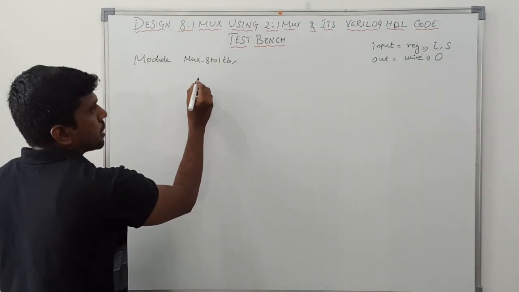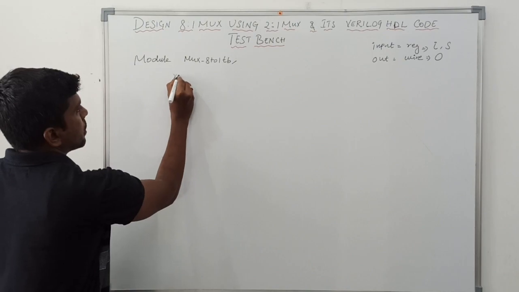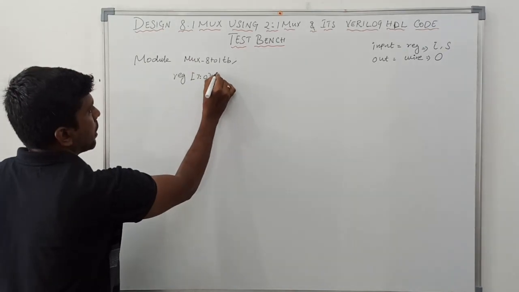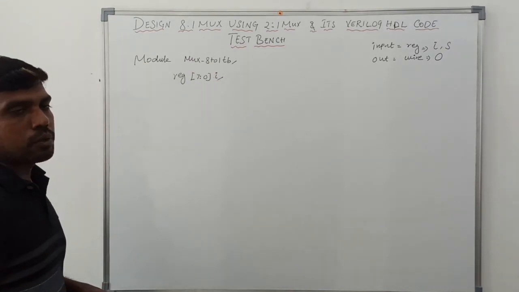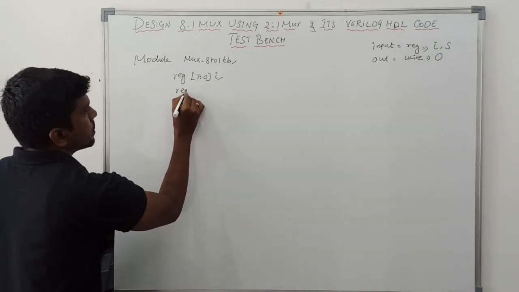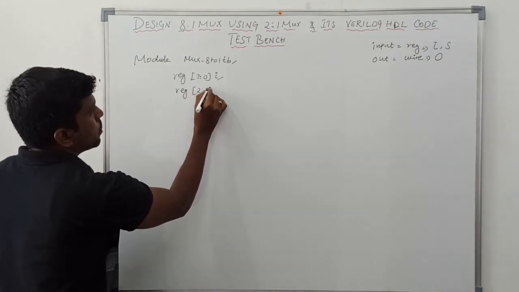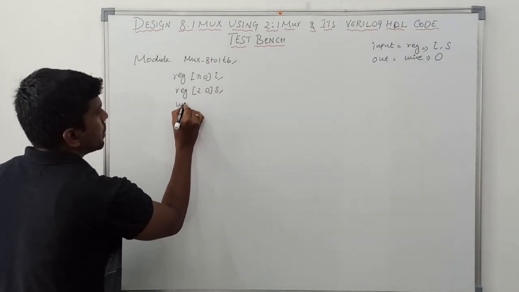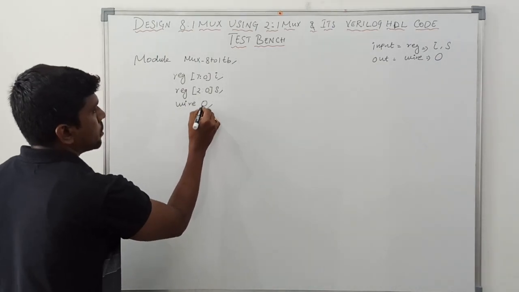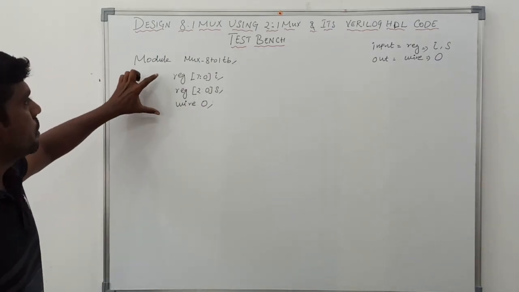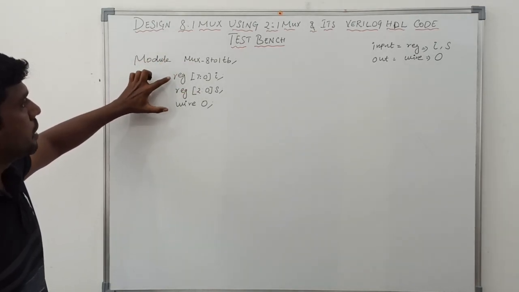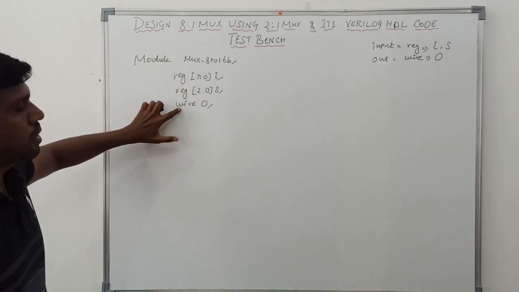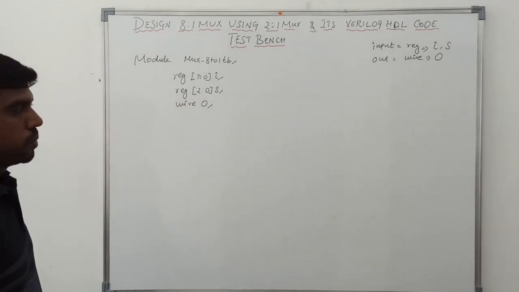Now I am going to declare the input and output variables. reg [7:0] I. Then reg [2:0] S. This S represents the selection line. Then wire O. This O represents the output. So far we have written the module and module name, then the declaration of input variables reg [7:0] I, reg [2:0] S, and the output variable declaration wire O.